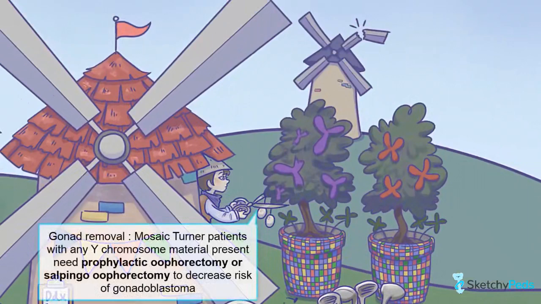Girls with Turner syndrome who are mosaics with any amount of Y chromosome material present need additional malignancy prevention. These kids are at an increased risk of gonadoblastoma, so they should all undergo prophylactic oophorectomy or salpingo-oophorectomy to reduce this risk. So we've got a gardener snipping some gonadal flowers off the mosaic Y bush.